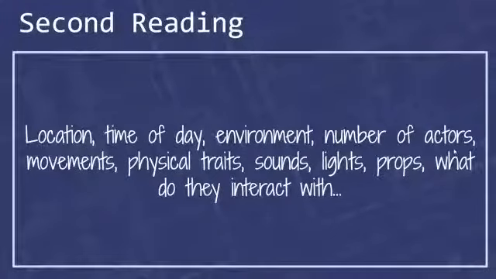So these are some of the things you look for in your second reading: the location, time of day, environment, number of actors. Obviously, if you're the costume designer, knowing how many actors you have on the stage is an important thing for you. It doesn't do you any good to make 8 costumes for 10 actors, right? Physical traits of those actors. We know John and Marcia are middle-aged. That's about all they give us.